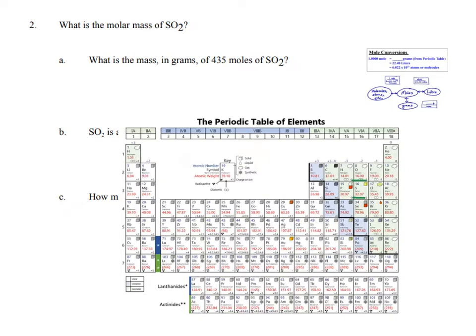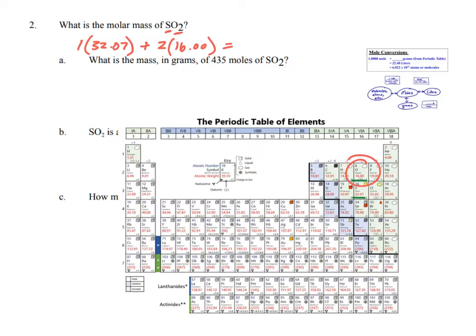All right, now, for this, I have in the formula one S and two O's. One S and two O's. So I'm going to do 1 times the molar mass of sulfur, 32.07, plus 2 times the molar mass of oxygen, which is 16.00. All right. Now, I'm going to punch that into the calculator.